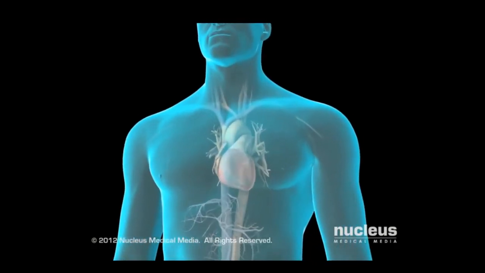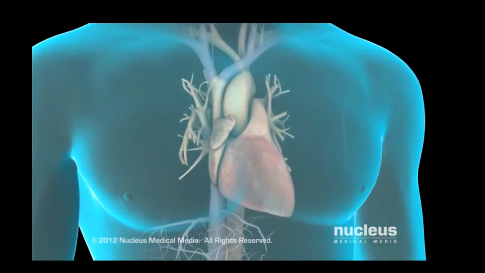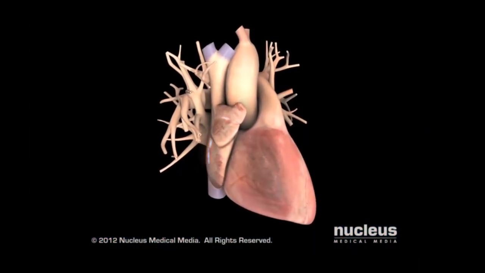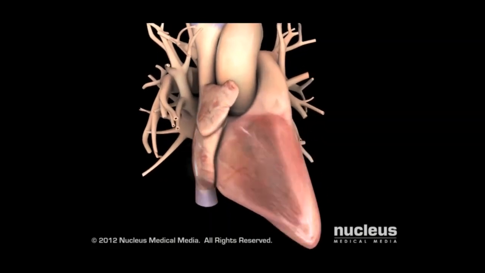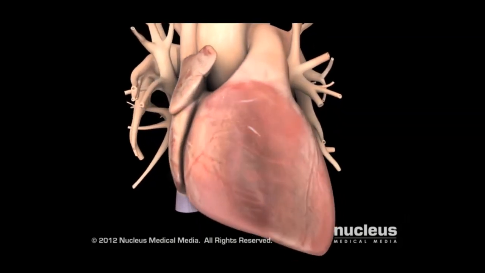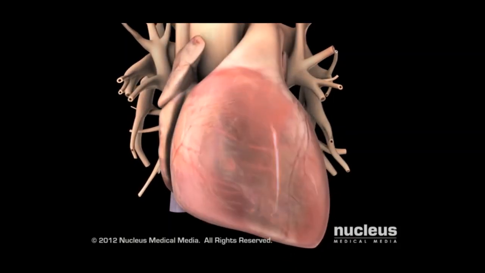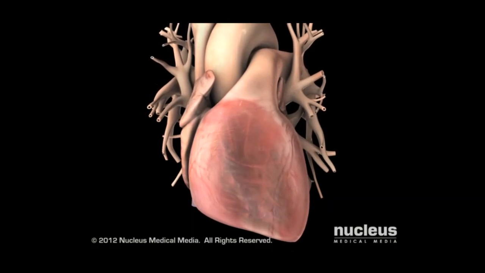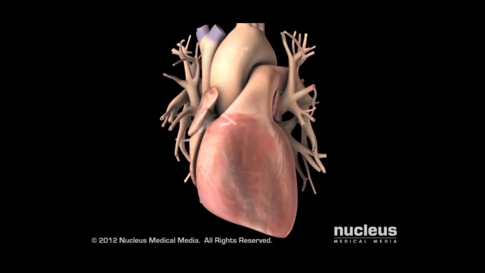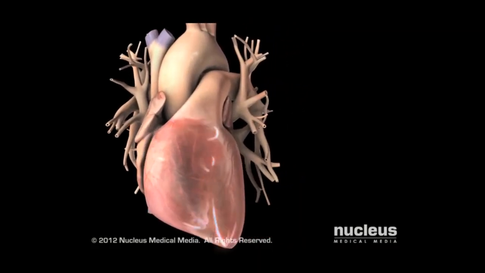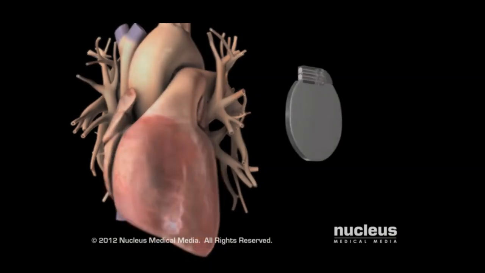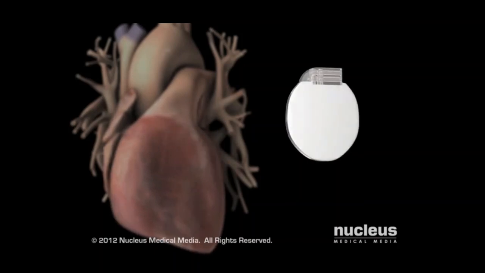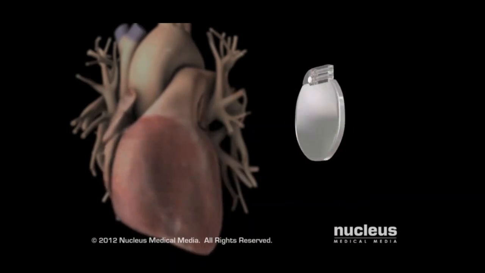Your heart pumps oxygenated blood throughout your body. Rhythmic electrical impulses inside your heart cause its muscular walls to contract, ensuring your heart beats steadily. If problems occur with your heart's electrical system, you may develop an abnormal, potentially life-threatening heartbeat called arrhythmia. Your doctor may want you to have an implantable cardioverter defibrillator, or ICD, to restore the heart's normal rhythm and prevent sudden cardiac death.